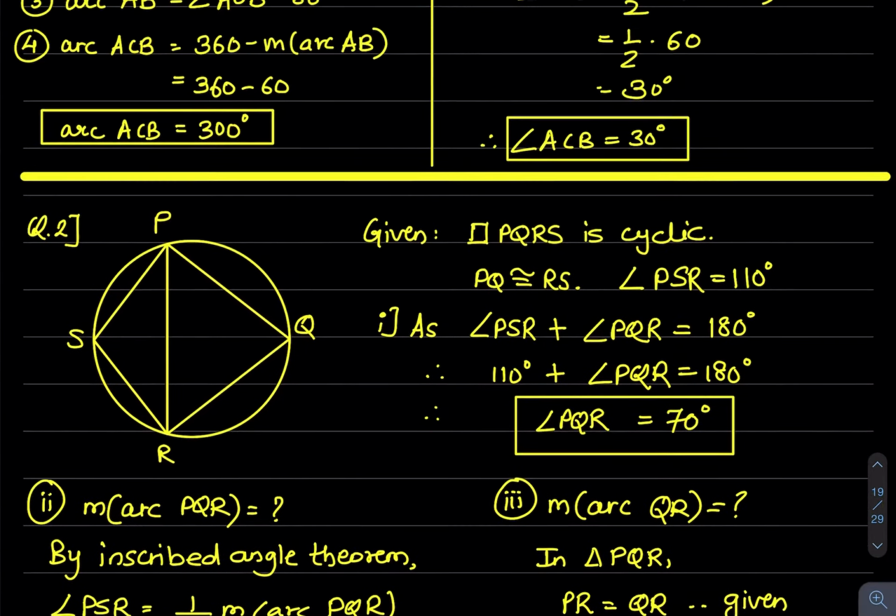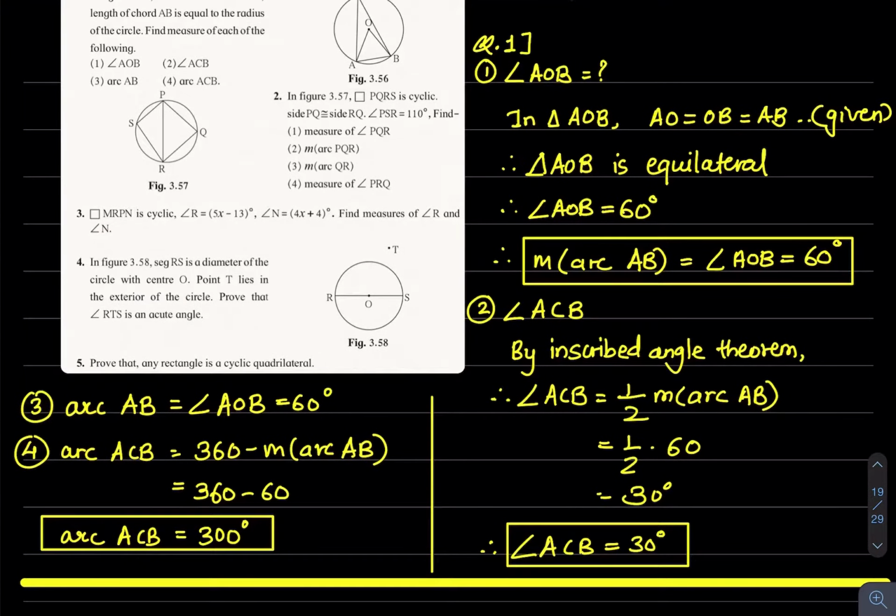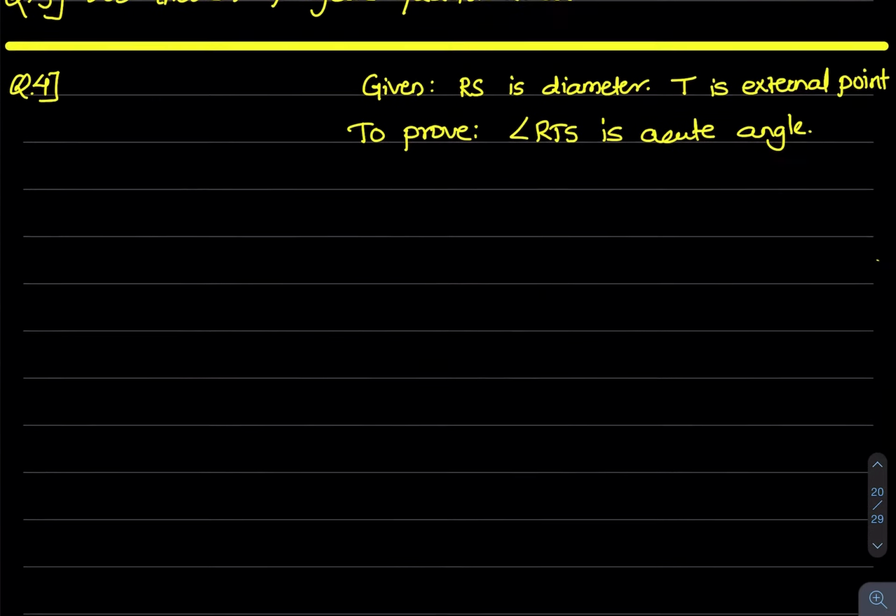So in question number 4, we are given a figure. See, segment RS is the diameter of the circle with center O. Point T lies in the exterior of the circle. Then prove that angle RTS is an acute angle. So we'll draw the diagram here.